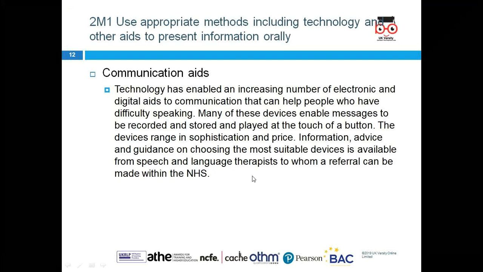So when you've made a PowerPoint for Learning Outcome 1, because you're using technology, which is a PowerPoint presentation, to present communication, that is covering the use of appropriate methods of technology. So you're covering 2M1. But that's not the only thing you need to do.